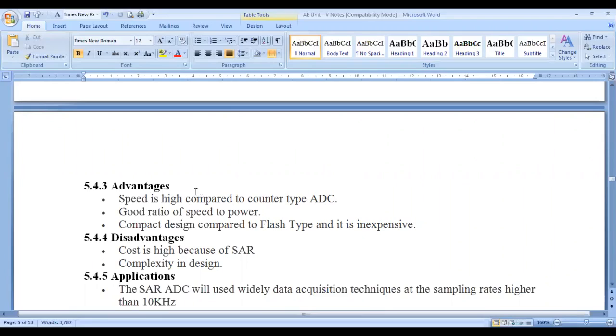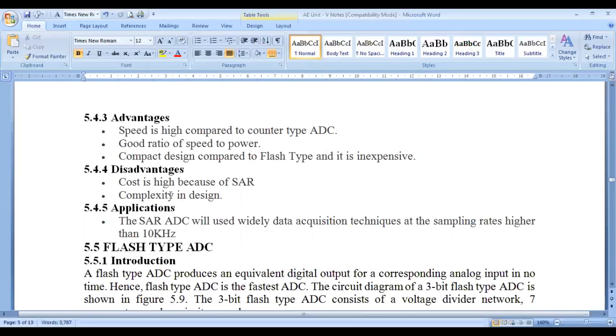So what are the advantages of this one? Speed is very high. Good ratio of speed to power. Compact design when compared to flash type and the other types of ADC available. Disadvantages: cost is very high because of SAR, and complexity in design. Application: it is widely used for data acquisition techniques at sampling rates higher than 10 kHz.